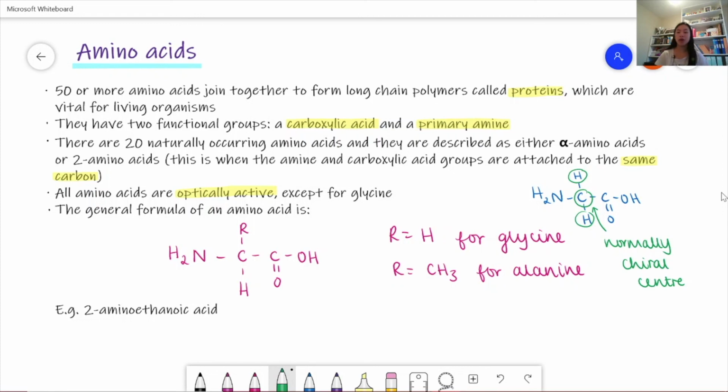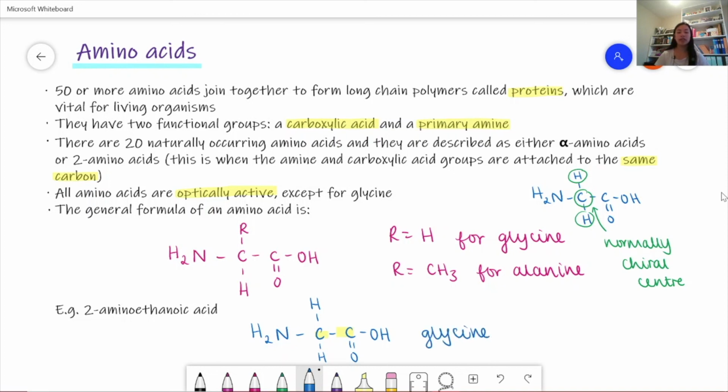And so for an example of a 2 amino acid, we could have 2 amino ethanoic acid. So what that would look like would be if we had an amine and then a carbon, and then we had a hydrogen and another hydrogen, and then C double bond OOH. So that's how we can get ethanoic acid, because we've got two carbons, and amino because we've got the amine. And this is actually our glycine, but the systematic, the IUPAC name is 2 amino ethanoic acid.